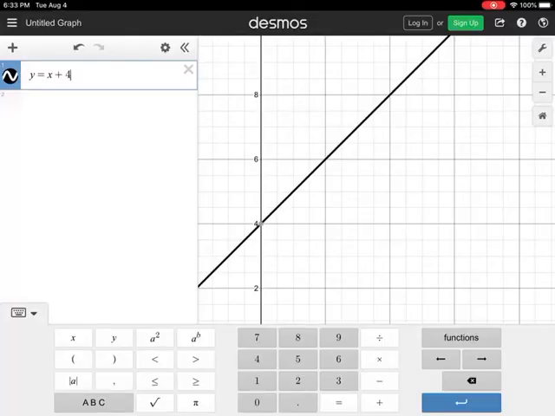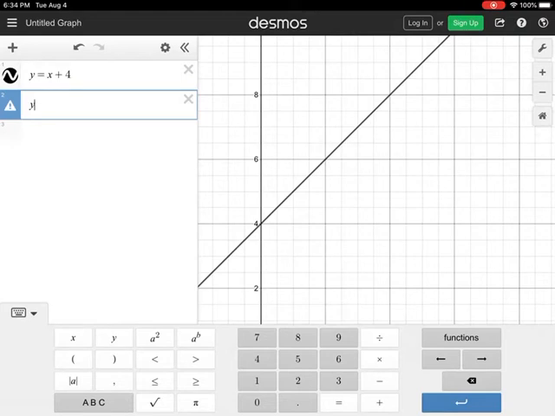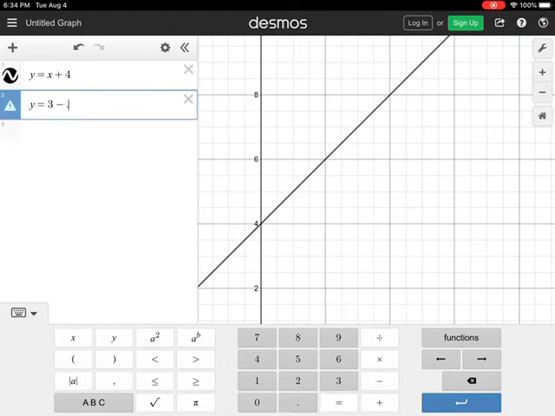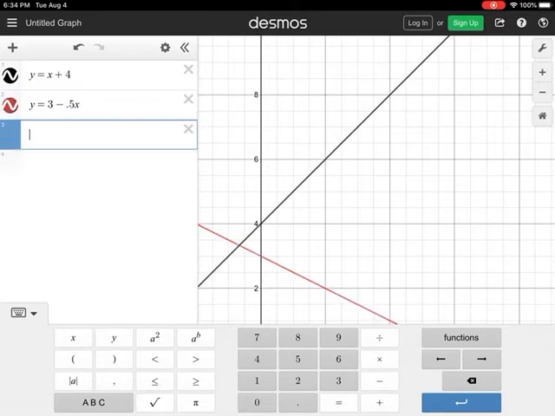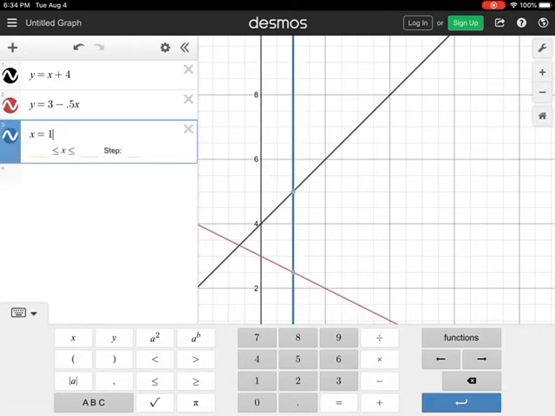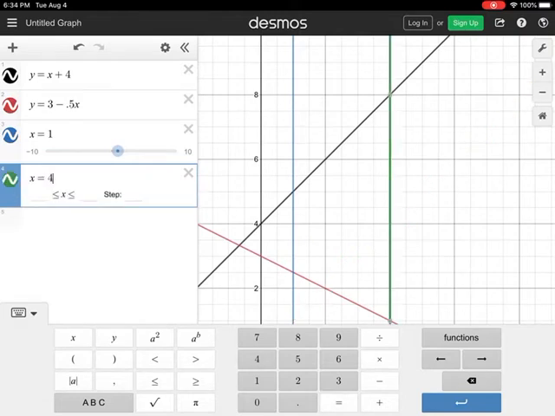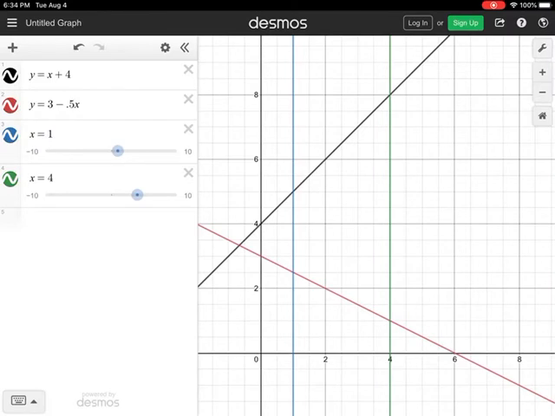So here's Desmos. I've already graphed y equals x plus 4. And now I'm going to put in my second function, y is equal to 3 minus 1/2 x. So I'm just going to do 0.5x. And so we're looking for the area between those two curves. And my bounds of integration, there's many different ways you can do the bounds of integration. One quick way to do it is just put in x equals, the left bound is 1, and then x equals 4. And so there we have our region.